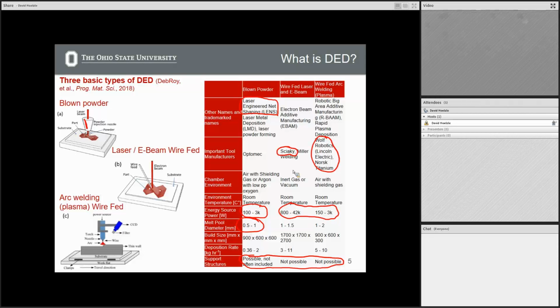Yeah, we'll get to that. It's essentially the same powder. Not much of a difference. Any other questions on this rough landscape?